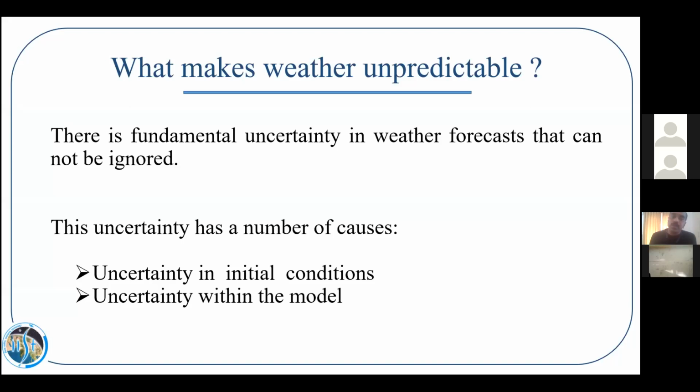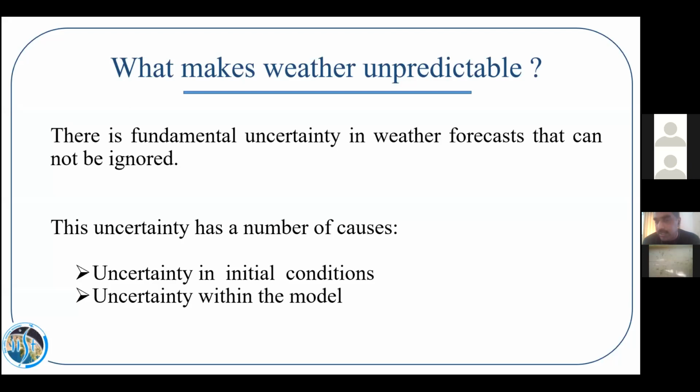The second one is the uncertainty of the model. The model itself has some problems. Like I mentioned before, if the resolution is not adequate, it's not going to give you the actual signal. So the model also gives you uncertainty. But suppose, just for the time being, you assume that you have a perfect model, a God-given model which works perfectly without any issues.